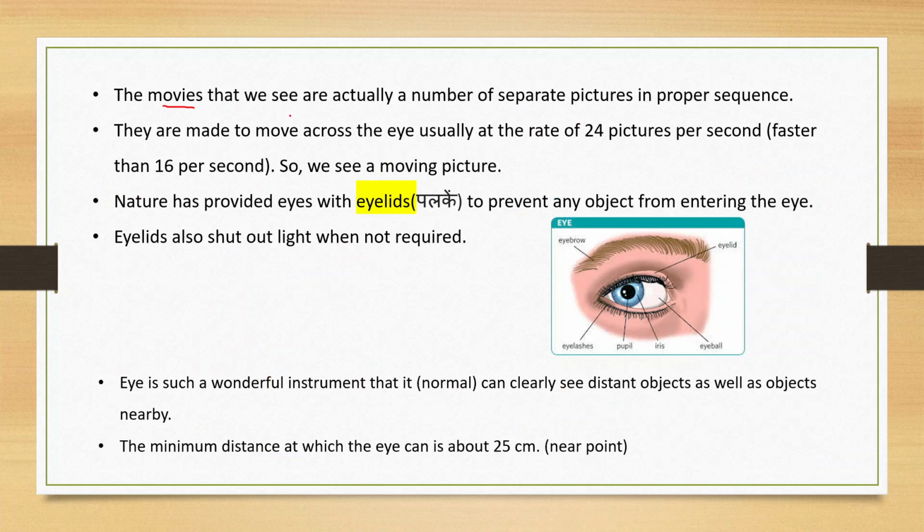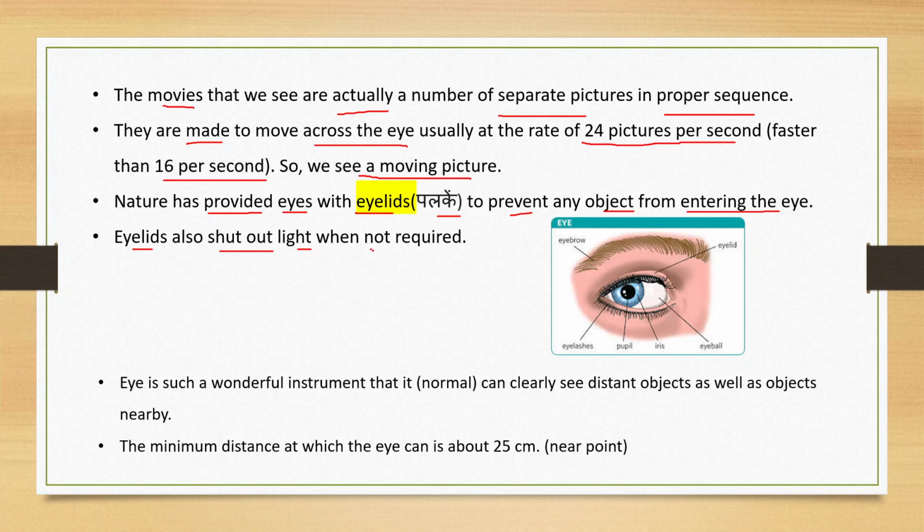The movies that we see are actually a number of separate pictures in proper sequence. They are made to move across the eye usually at the rate of 24 pictures per second, faster than 16 per second, so we see a moving picture. Okay? Nature has provided eyes with eyelids, palke, to prevent any object from entering the eye. Eyelids also shut out light when not required.